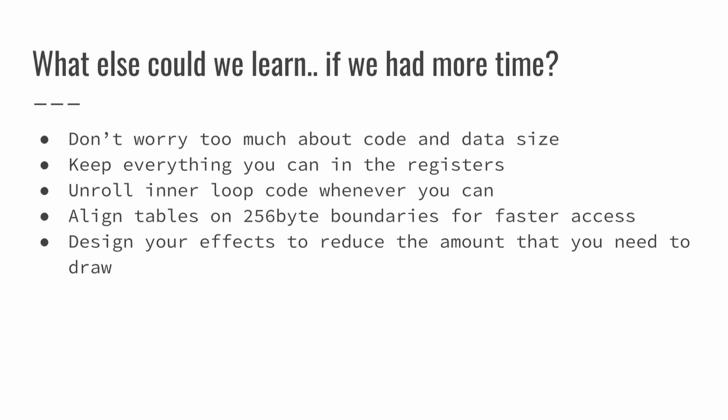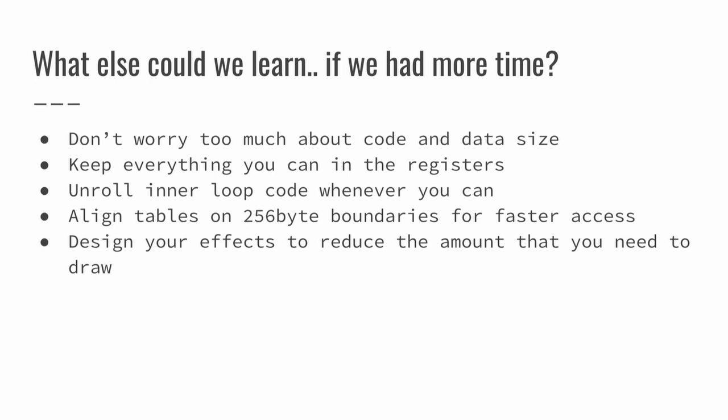Unroll inner loop code whenever you can. I've already said this one, but I'm saying it again because it's massively important. When you unroll the code, it runs faster. You don't have the overhead of the loop counter, so that's faster from that point of view. And also, you have a spare register because you no longer need to have a loop counter. So unrolling is a huge technique.